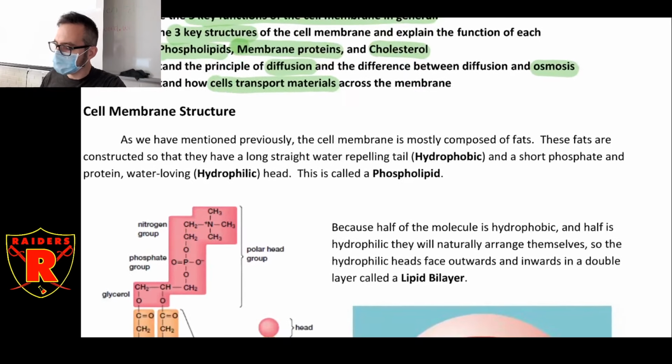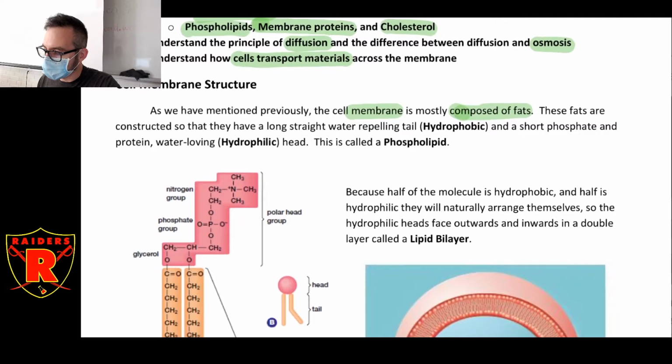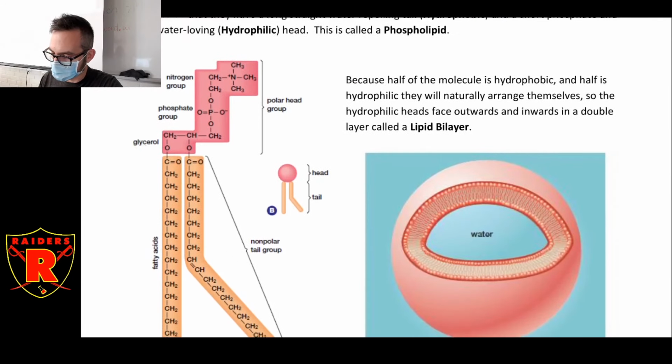Okay, so we previously talked about what fats are used for in the cell. We talked about how the main use for fats in the cell is energy, right? You eat fat because you need energy. But the other thing that it's used for is to actually make the cell membrane. The membrane is mostly made of fats. That's the main component. And this is the structure of them right over here.